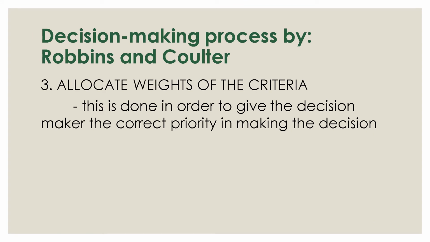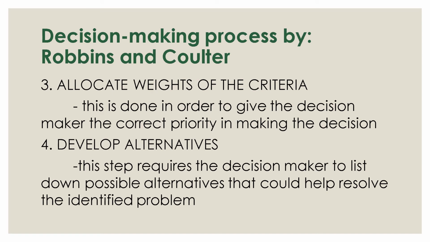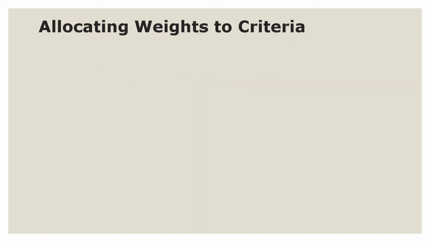The third step is to allocate weights to the criteria. This is done in order to give the decision maker the correct priority in making the decision. And number four, develop alternatives. This step requires the decision maker to list down possible alternatives that could help resolve the identified problem.